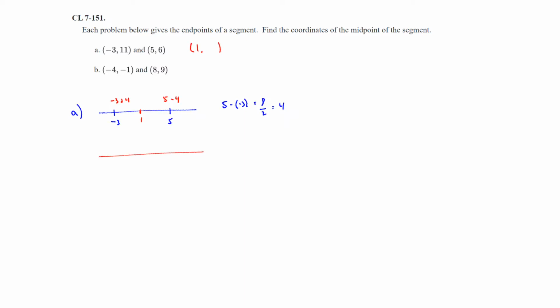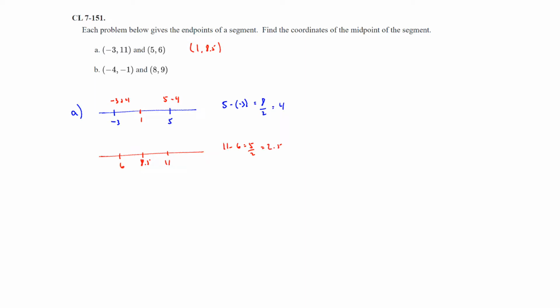And then you can do the same thing with the y-coordinates. It goes from 6 to 11. So that difference, 11 minus 6, is 5. Half of that is 2.5. So you could add 2.5 onto 6, and that would give you 8.5, or subtract 2.5 from 11. So 1, comma, 8.5 would be the midpoint.